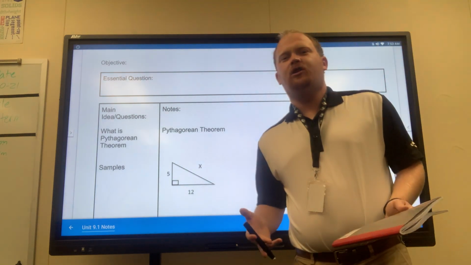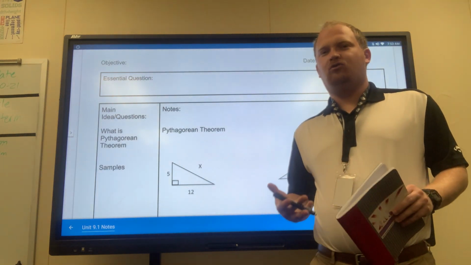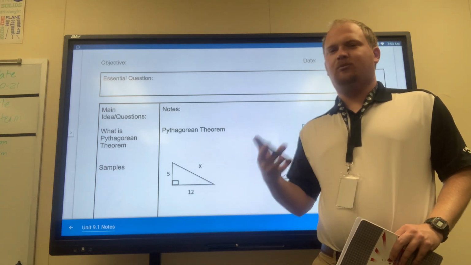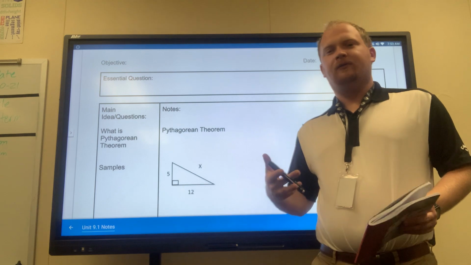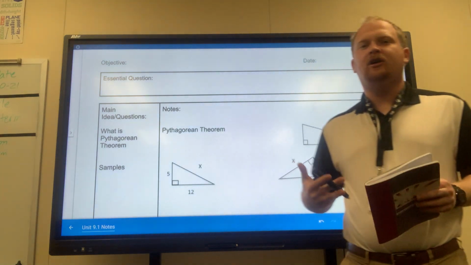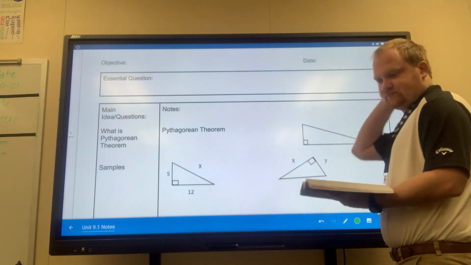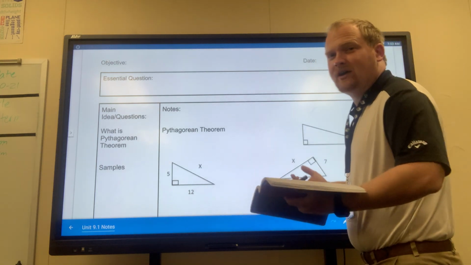And this new unit we're talking about is basically dealing with right triangles. There's a lot of unique things with right triangles that we can use to work problems out. But the first thing we've got to do is get a good understanding of Pythagorean Theorem. So first off, what is Pythagorean Theorem?